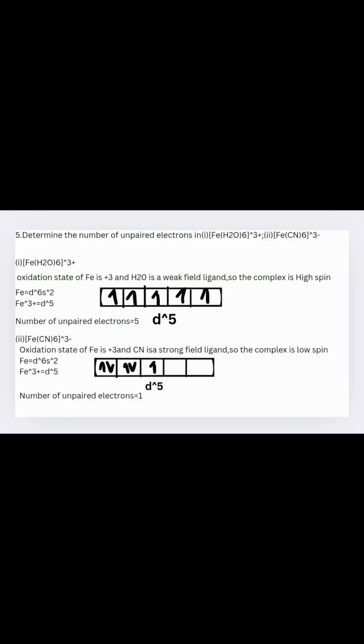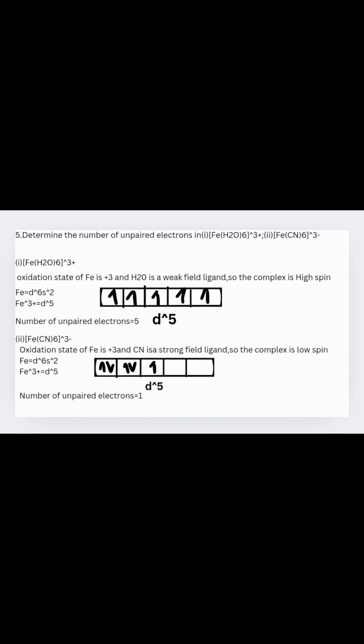Question number 5. Determine the number of unpaired electrons in [Fe(H2O)6]3+ and [Fe(CN)6]3-. First, [Fe(H2O)6]3+. Oxidation state of Fe is +3 and H2O is a weak field ligand. So, the complex is high spin. Fe is d6s2. Fe3+ = d5. So, the number of unpaired electrons is 5.